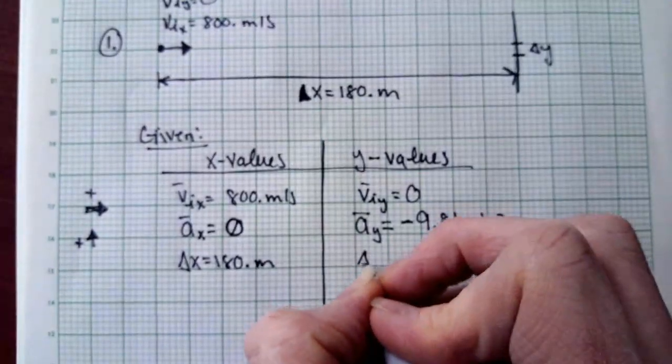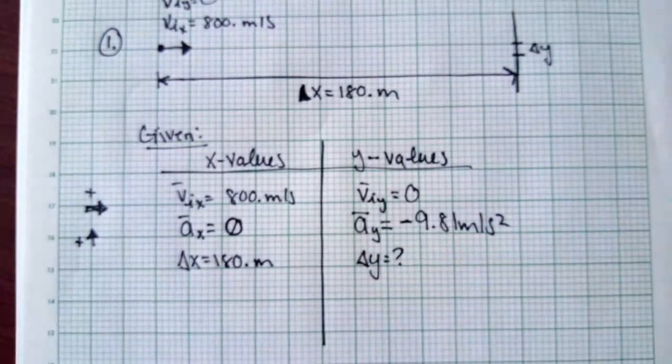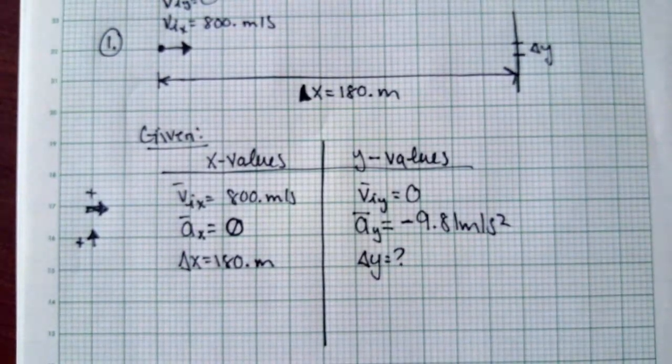Now we have one last thing. We want to actually find our delta y. So what we're going to do is look at our kinematics and see which ones we can use.